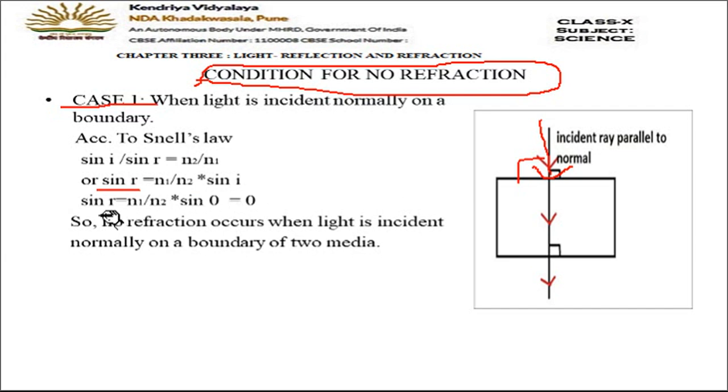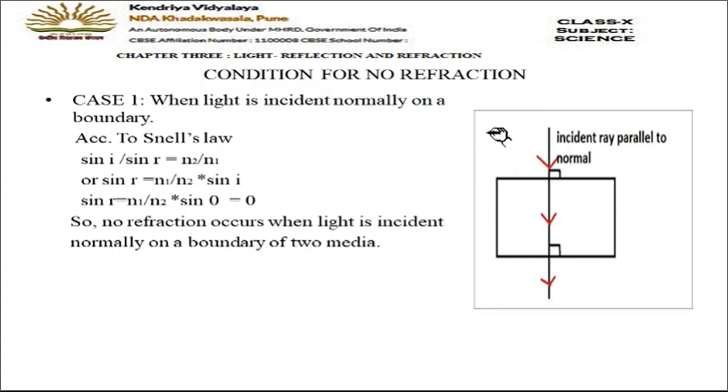Now sin r is equal to n1 upon n2 times sin i. What is the value of angle i? Angle i is the angle which the incident ray makes with the normal. Here light is incident at 90 degrees, so angle i is 0. The normal and the light ray are on the same track. If you multiply anything with 0, it comes to 0. That means angle r is also 0, so light will go straight. There will be no refraction. So the case where there is no refraction is when light is incident normally.